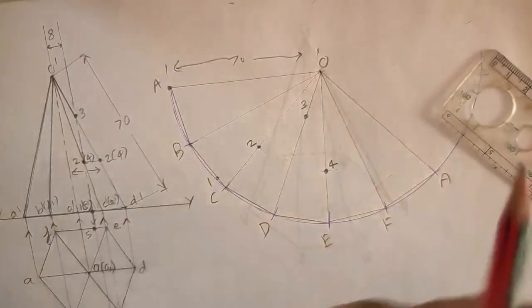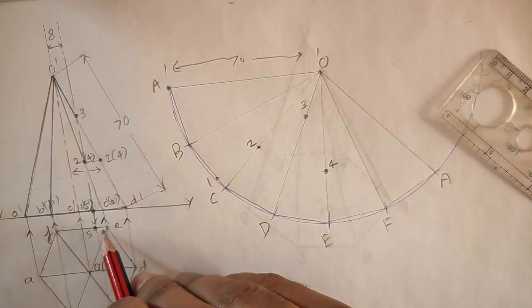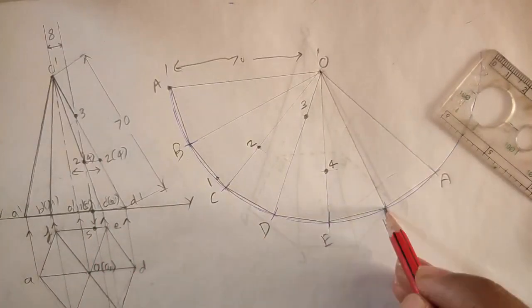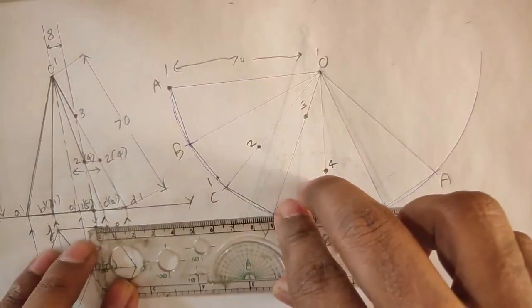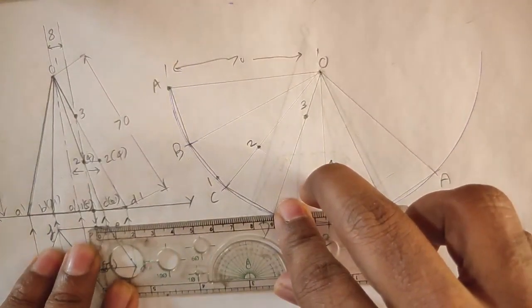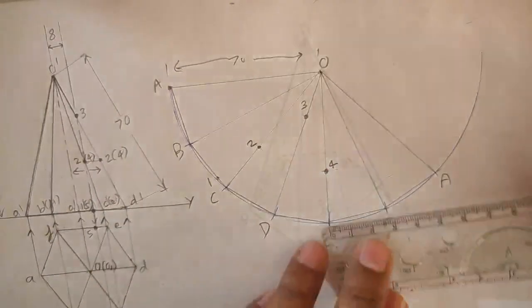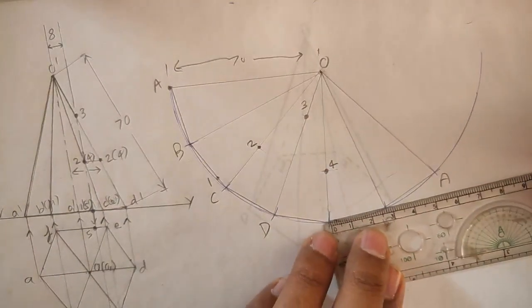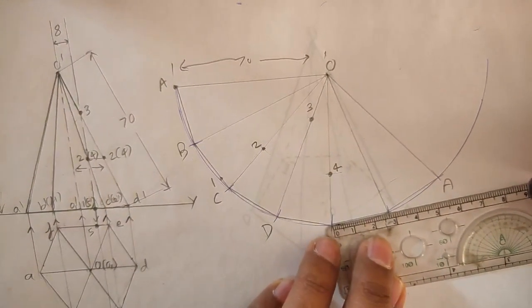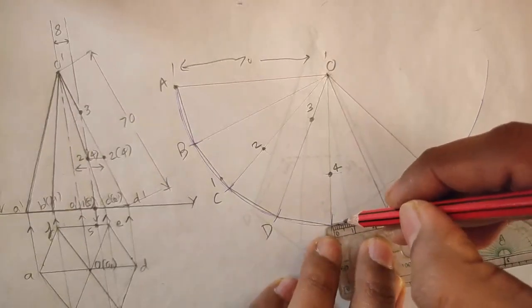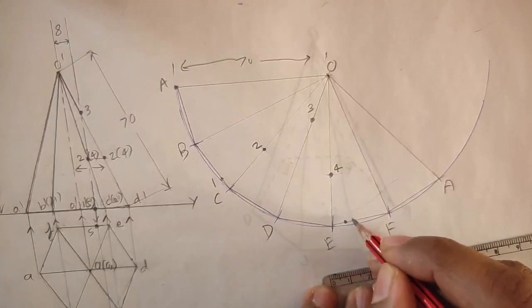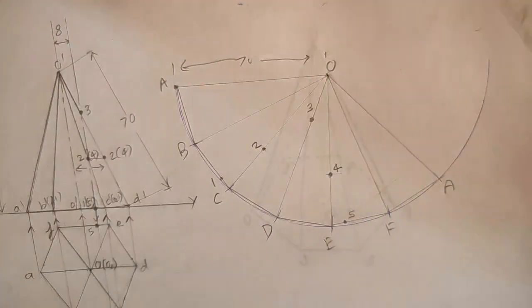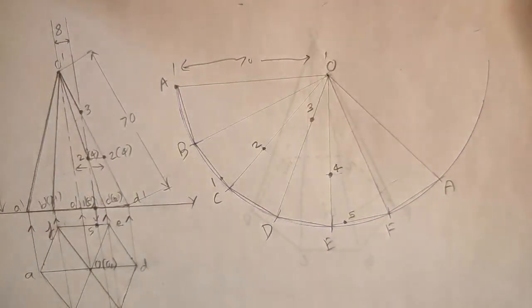And last but not the least, 5. Intersection point 5 is between E and F, so I need to locate the distance. It will be the same 6 mm as you can see from E. So from E towards F, 6 mm. So somewhere here. This point is 5. So you have all the 5 intersection points.